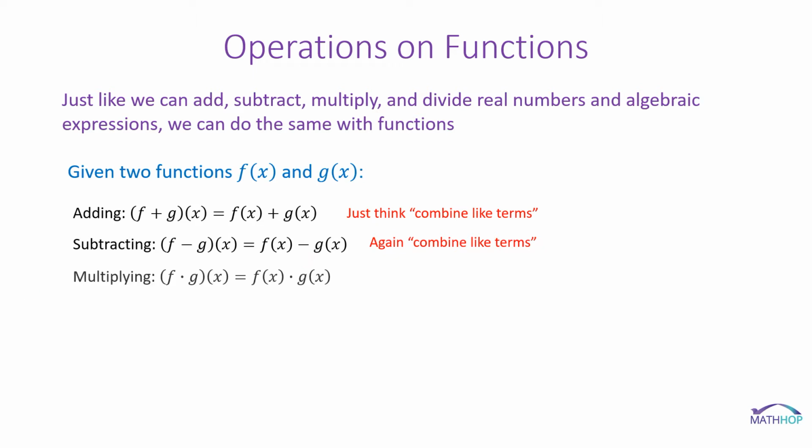When we multiply f times g of x, it is simply f of x times g of x. When we divide, we get f of x divided by g of x, where g of x cannot be equal to 0. Remember, we cannot divide by 0. It is not defined. So we have to consider that when we're dividing two functions.